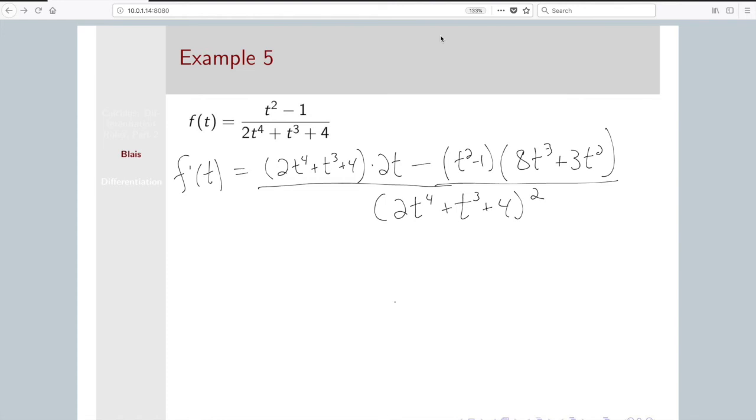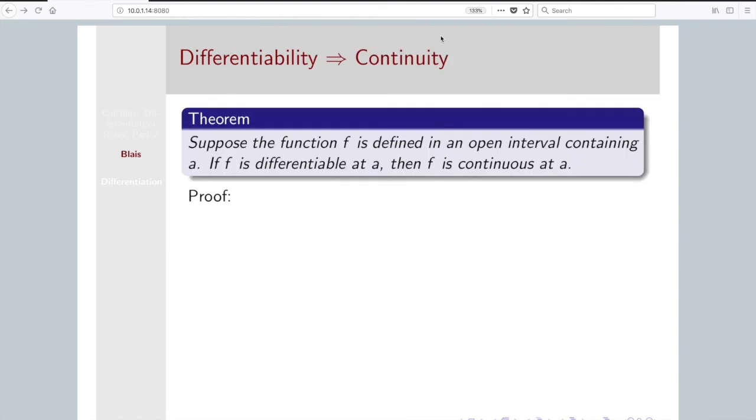So there's our application of the quotient rule. The last topic that we'll look at here, we already have referenced. That's okay. This is a pretty natural idea, is that if a function is differentiable, then it's also continuous. So if a function f is differentiable around a point A, in an open interval containing A, then it's also continuous at A.